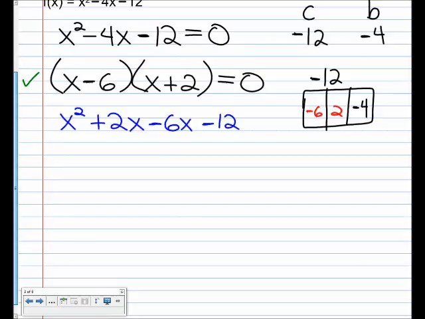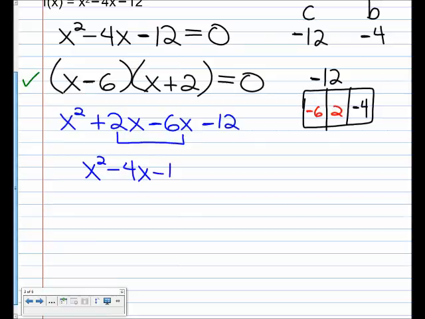I see four terms. 1, 2, 3, 4. Two of those four terms are like terms. Do you see them? All right. 2x and negative 6x are like terms. What happens when you combine 2x and negative 6x? You get negative 4x. Very good.